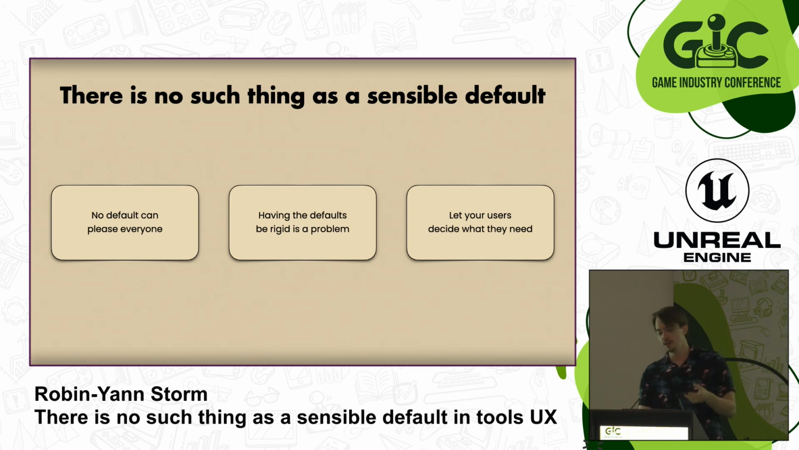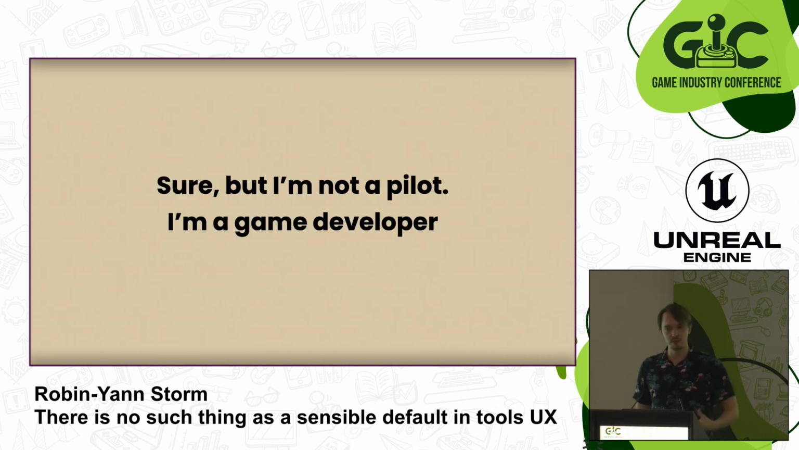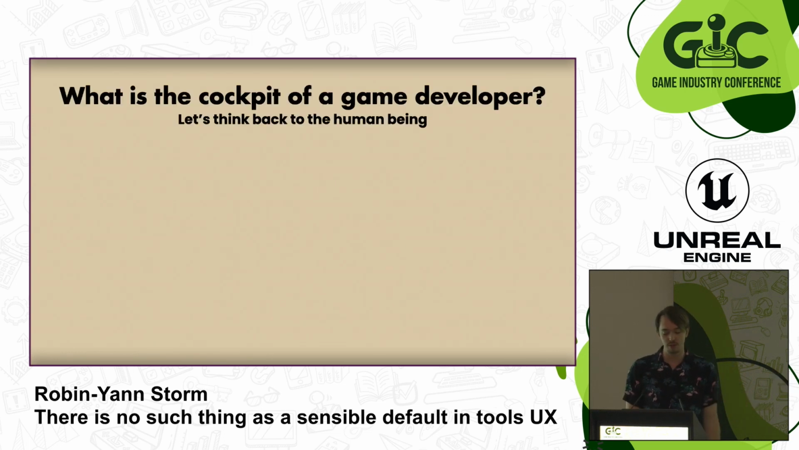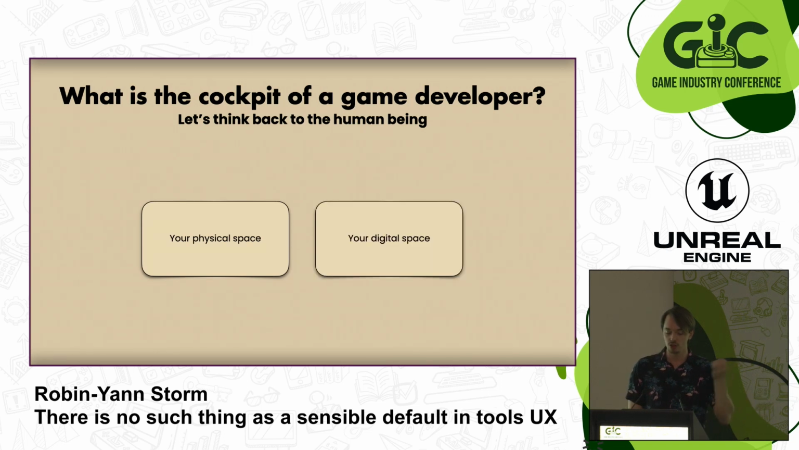At this point, you're probably thinking, sure, but I'm not a pilot, I'm a game developer. Okay, I get it. So what is the cockpit of a game developer? Well, let's think back to the human being. It's your physical space and your digital space. So let's start with the physical space. What do you adjust, for example, when you're sitting down in your cockpit?